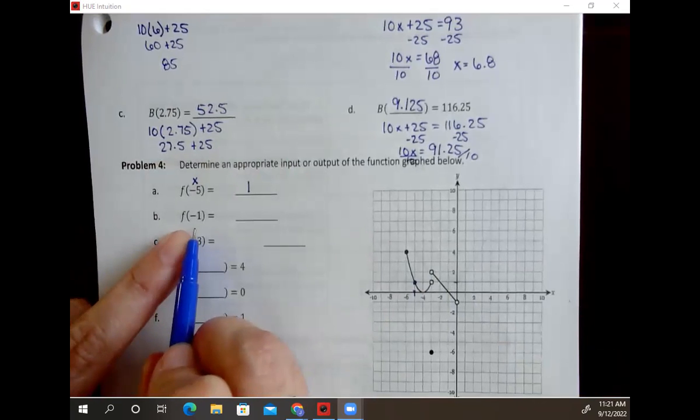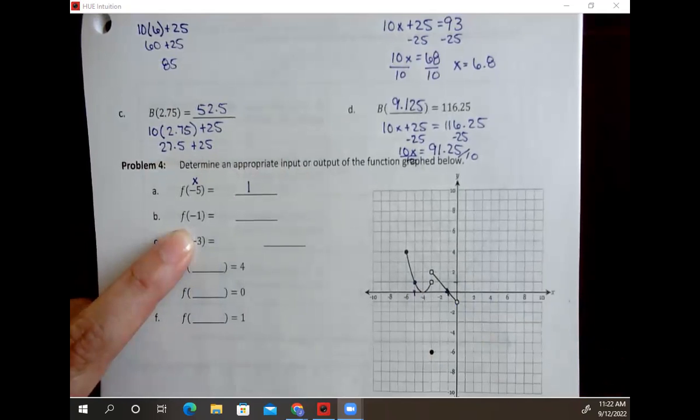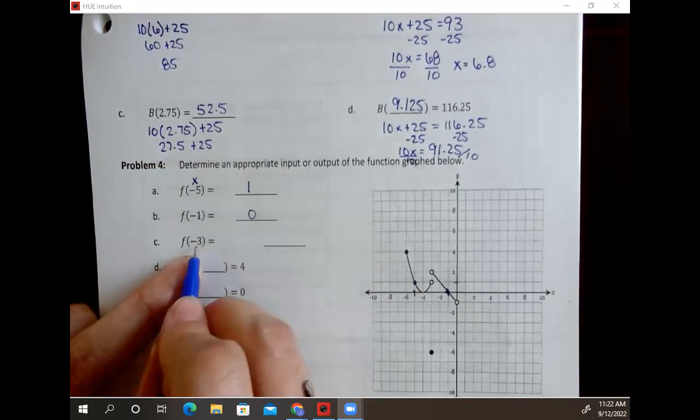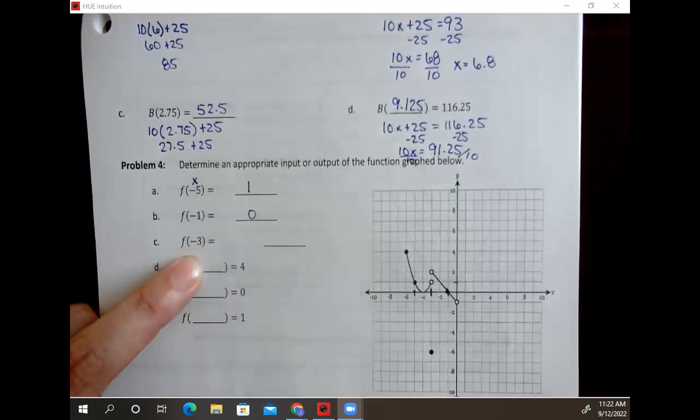For B, f of -1, again, that's an x value. So I'm going to go to where x is -1. And then my graph is right there. What's my output for when I have f of -1, I should say? 0. Good. My y value is 0. And then finally, f of -3.